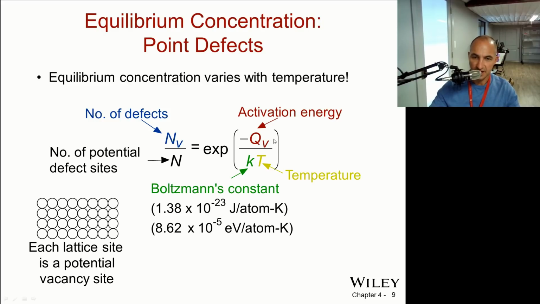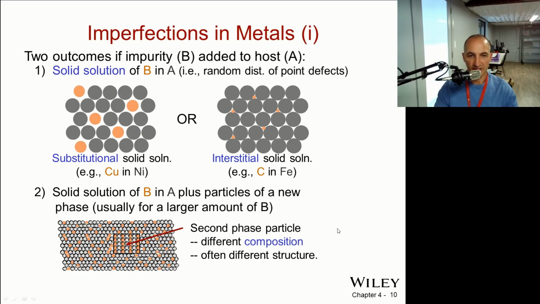So as the temperature increases, the number of possible defects also increases. And when we get very close to the melting temperature, you can have one lattice site in 10,000 that might be an empty lattice site. That is high, very close to melting temperature. So you do have these imperfections in metals.